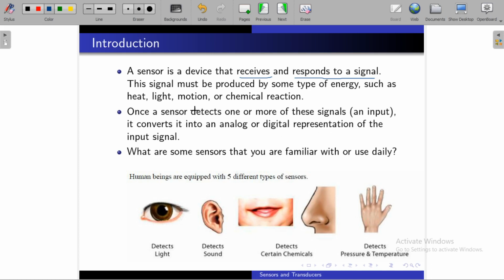So, a sensor is a device which detects some signal. Detecting signal means receiving signal, and responding to a signal means that signal is being converted into an output with readable format. So sensor detects signal. After detecting the signal, that sensor converts the signal into an analog or digital representation of the input signal.